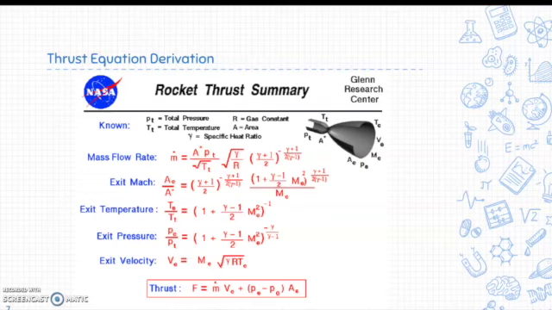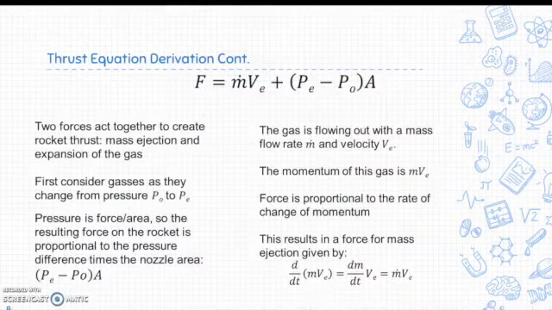Here we have the thrust equation derivation. So this looks like a really complicated formula, but when you look at the smaller parts, it's actually more of a plug and chug kind of formula. So our overall thrust is specified down at the bottom. So basically what this formula is saying is that two forces act together to create rocket thrust, and that's mass ejection and expansion of the gas.